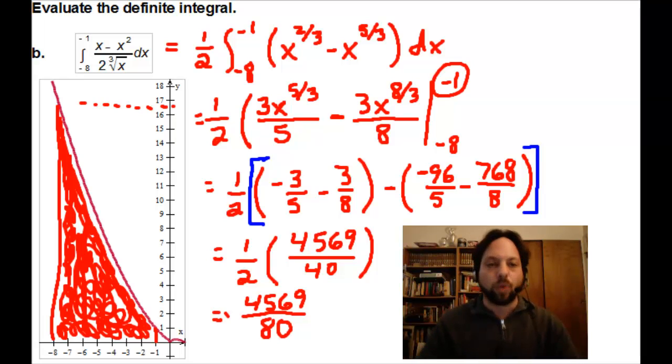Well, let's take a look at one more of these definite integral examples, one that involves trigonometry. So we know that that will be fun and exciting. Let's go ahead and take a look at that right now.